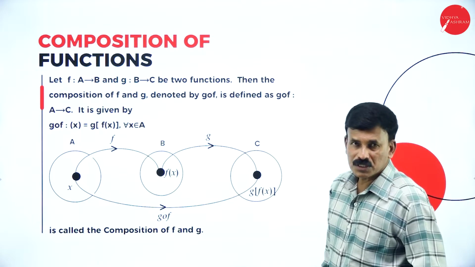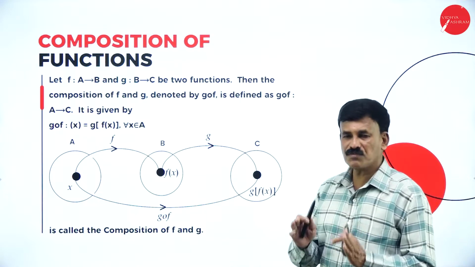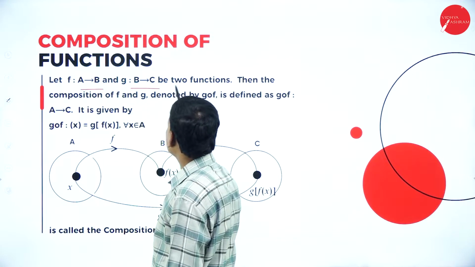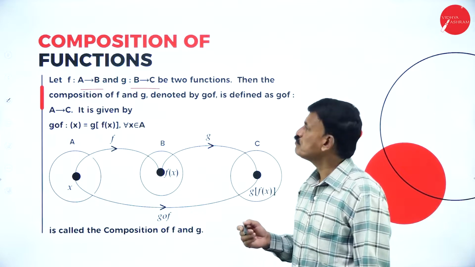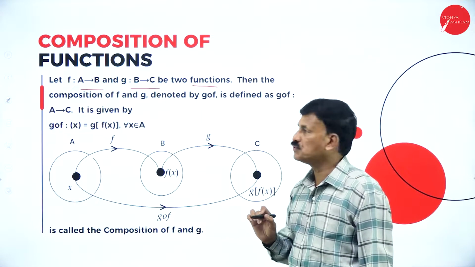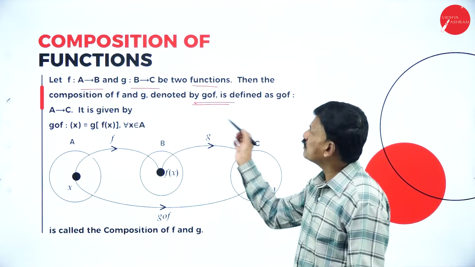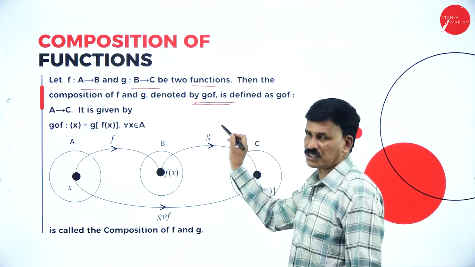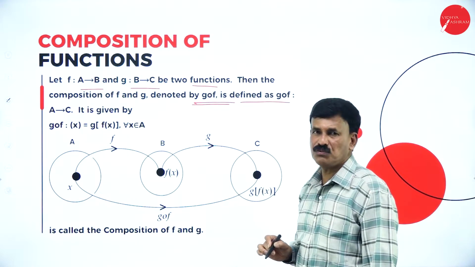Now let us come to the definition of a composition of function. What is a composition? Composition means from one function to another function. So suppose f is a function from A to B and g is a function from B to C. If f and g are two functions, then the composition of f and g is denoted as g naught f, and the composition of g and f is denoted as f naught g. This is defined as GOF.